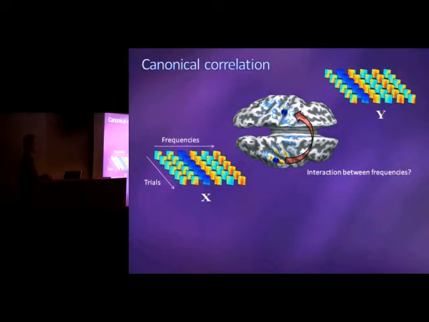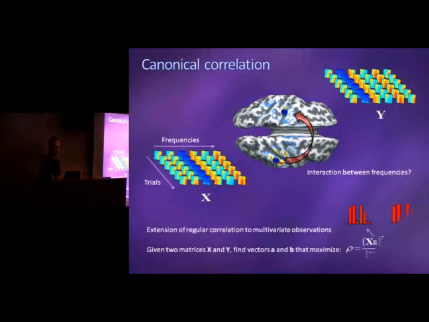In such a case you have data like this. You have multiple trials, and you would measure different frequency observations in one area, and you would measure different frequency observations in the other one. You want to find how these matrices basically relate. The way to go with this is to get the expansion of the regular correlation to multivariate cases, and that is called canonical correlation.